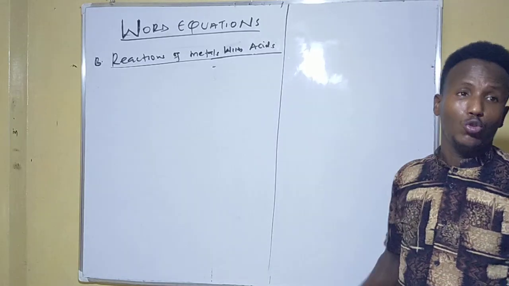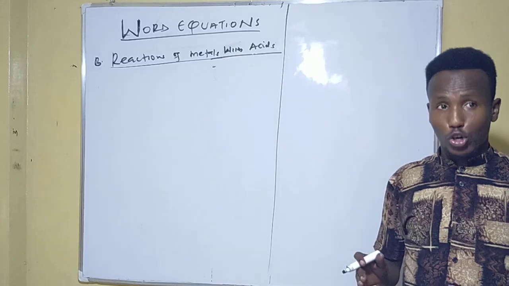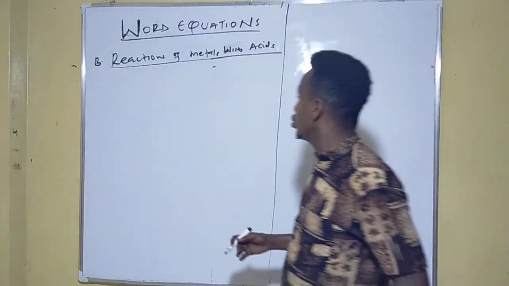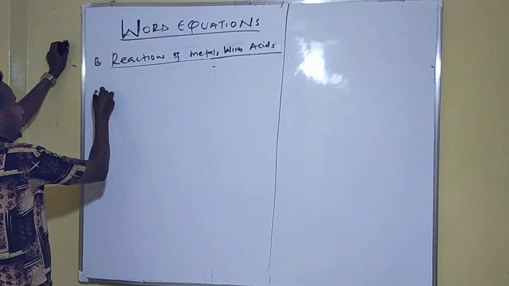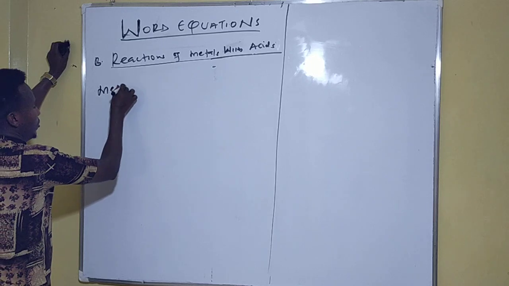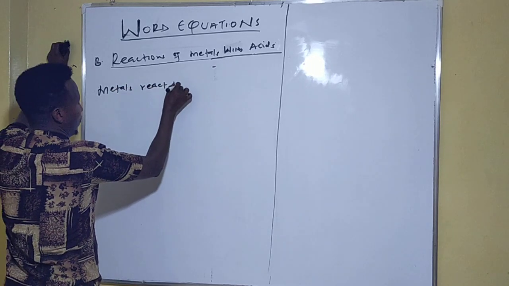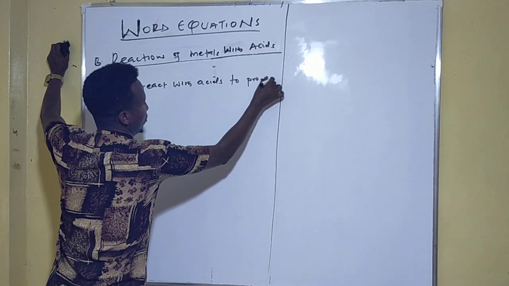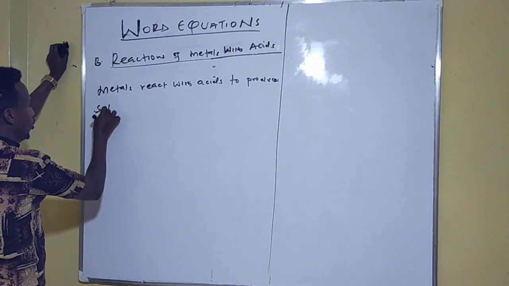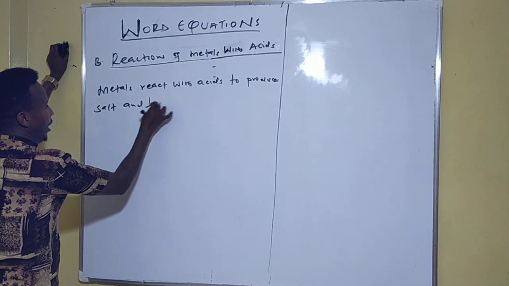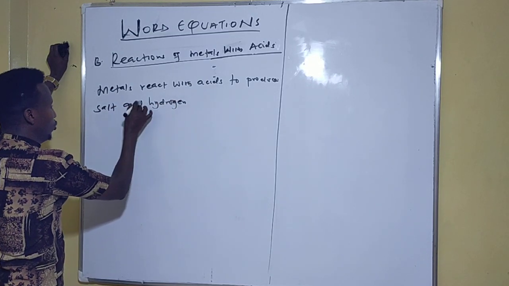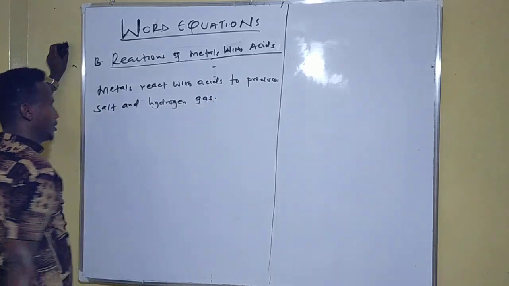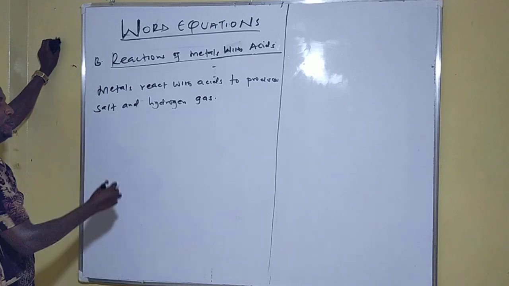So acids react with metals to produce salts and hydrogen gas. So let's try that. Metals react with acids to produce salt and hydrogen gas. Just understand that. So let me write that.